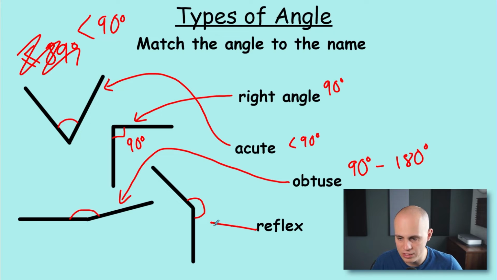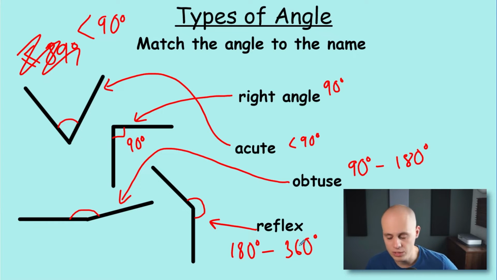And then reflex, as you can see right here, is when the angle keeps bending round and it's actually become larger than a straight line. So a reflex is anything from obtuse all the way to a whole turn. And a whole turn we know is 360 degrees. So let's call this 180 to 360 degrees. Again, we're not including these numbers. 180 degrees is a straight line. 360 degrees is a full turn. Anything in between that, we call a reflex angle.